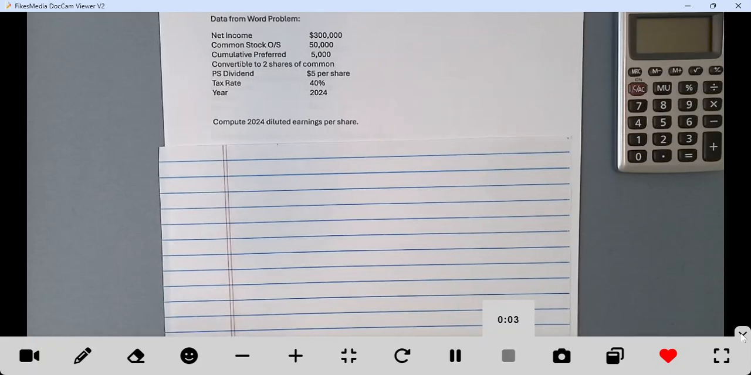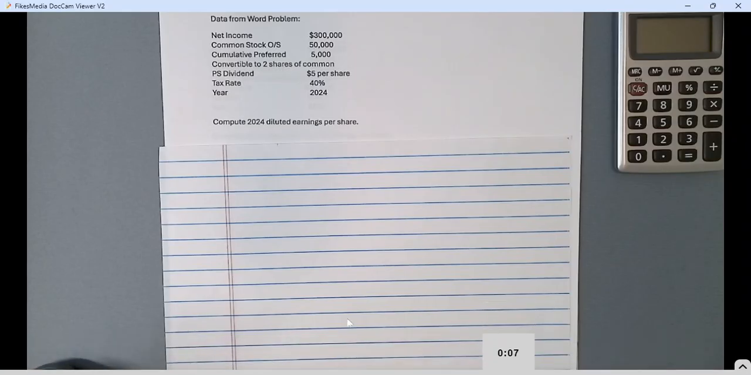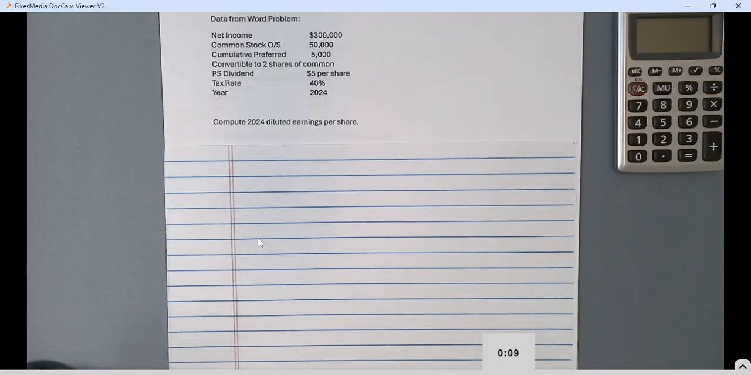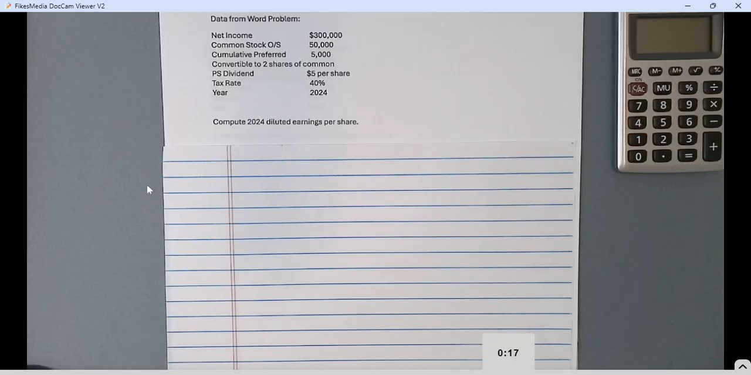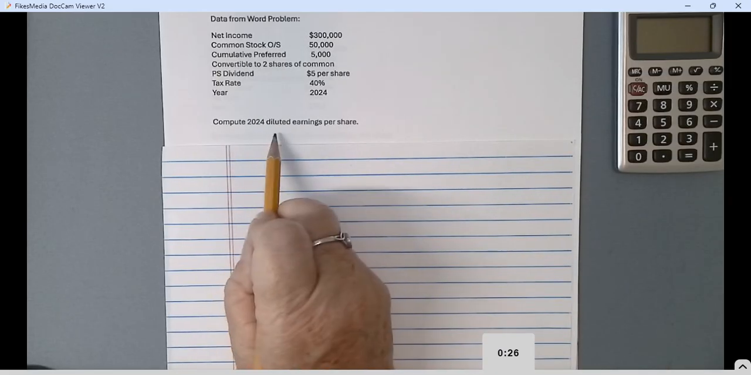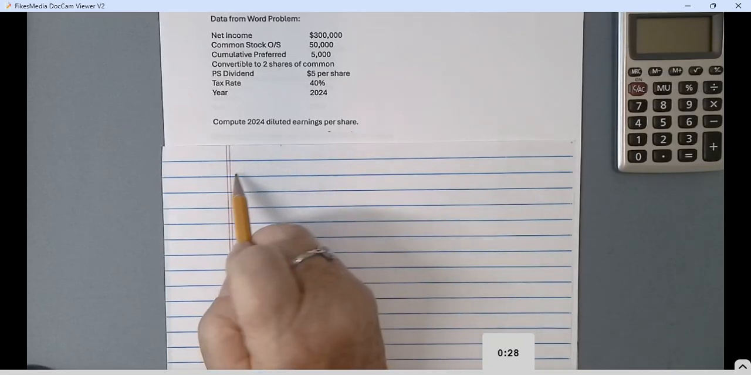This is an example of a preferred stock convertible. So I've got some data from a word problem. Sometimes they're shown like this and sometimes they're in a word problem. In any event, this is for a demonstration of how to solve the convertible preferred stock. Compute the diluted earnings per share.